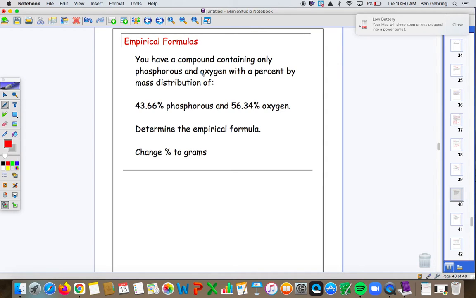And so this one, we have a compound containing only phosphorus and oxygen with a percent mass distribution of 43.66% phosphorus and 56.34% oxygen. Determining our empirical formula, step 1, change percent to grams. We're going to have 43.66 grams of phosphorus and 56.34 grams of oxygen. Step 1, done, check. Next step, go from grams to moles.